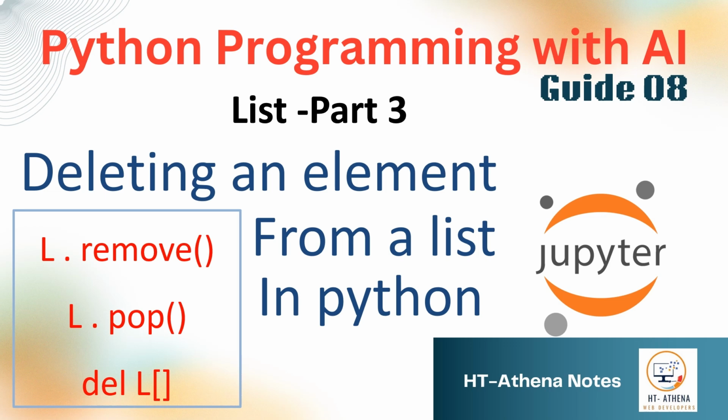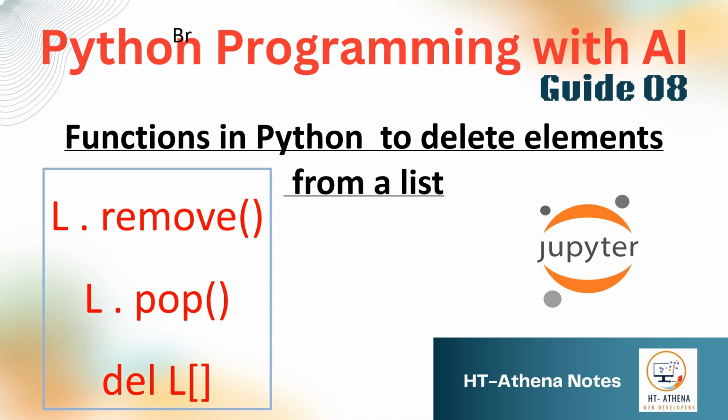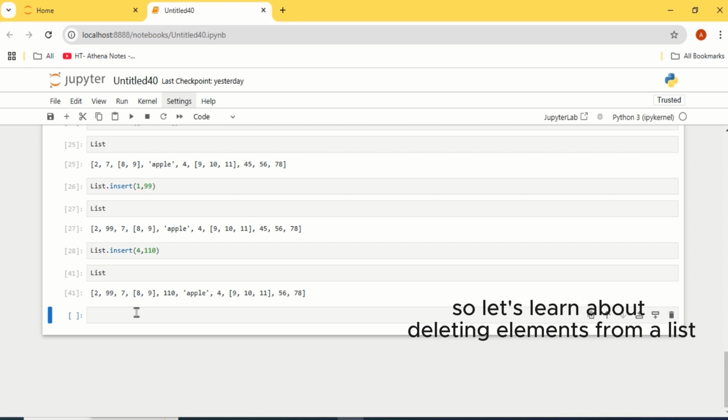Hello everyone, this is video number 8 and here we are going to discuss how to delete an element from a list in Python. There are three functions to delete elements from a list. They are remove, pop and del functions. Now let's learn about deleting an element from a list.